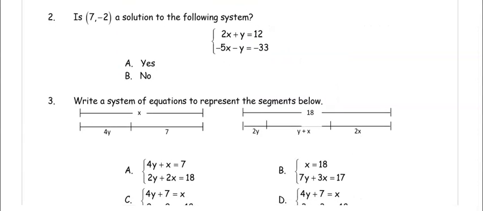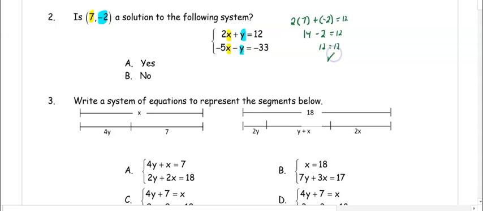In number 2, is (7, -2) a solution to the equation? So we're going to take 7 and substitute in for the x's, and take -2 and substitute in for the y's. So when we do that, our first equation: 2 times 7 plus -2 equals 12. 2 times 7 is 14, minus 2 gets us 12.